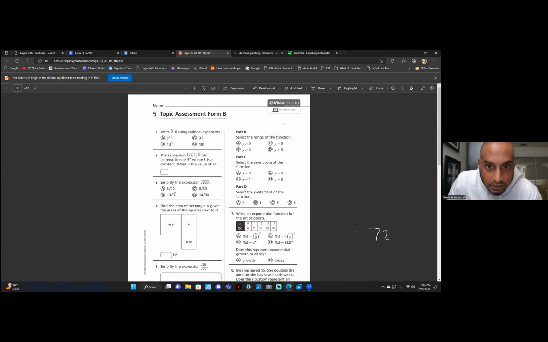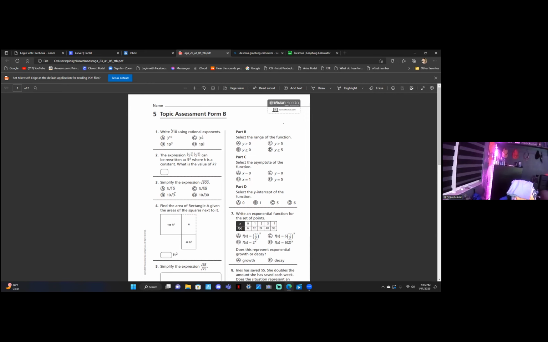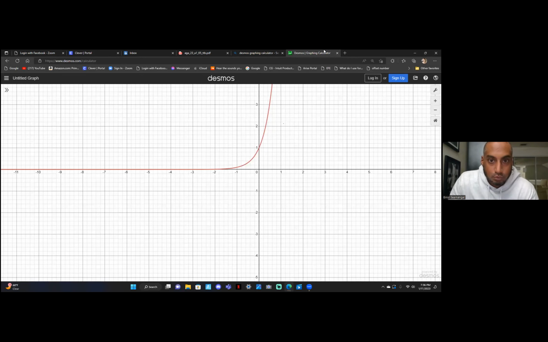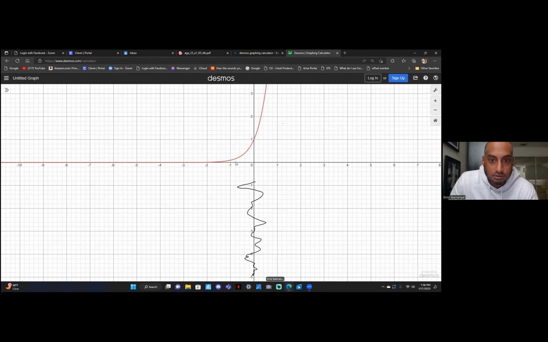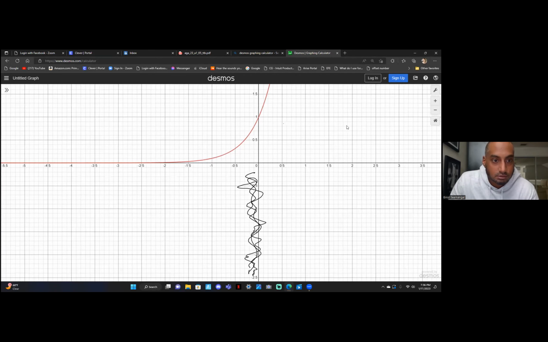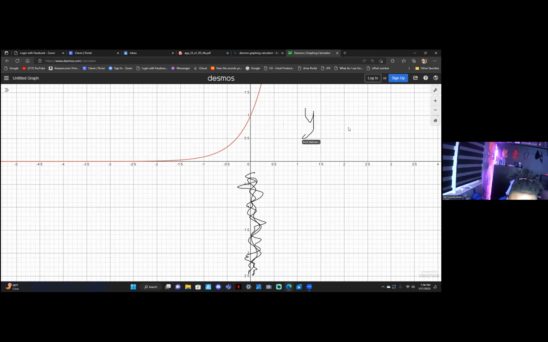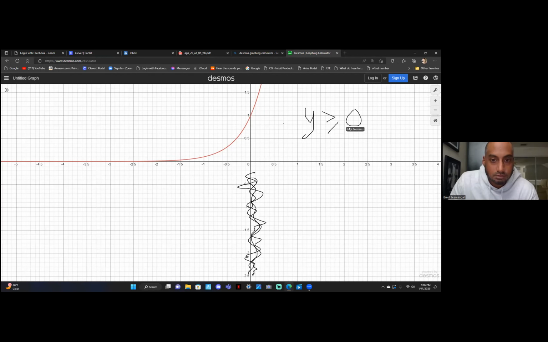Okay, so B, select the range. What does that mean? What Y values does the graph take? Go back. Does it take any of these Y values? No, it doesn't take any negative Y values. These are all the negative Y values. Does it take all the positive Y values? Yeah. So Y greater than or equal to 0. All these Y values it takes.